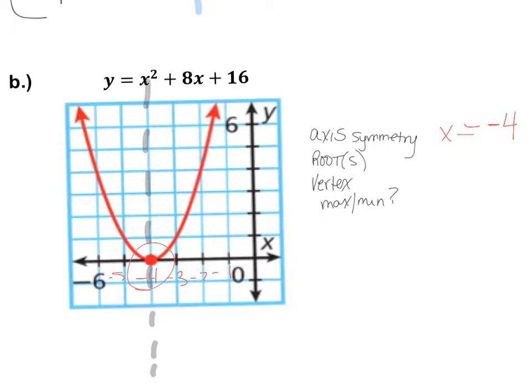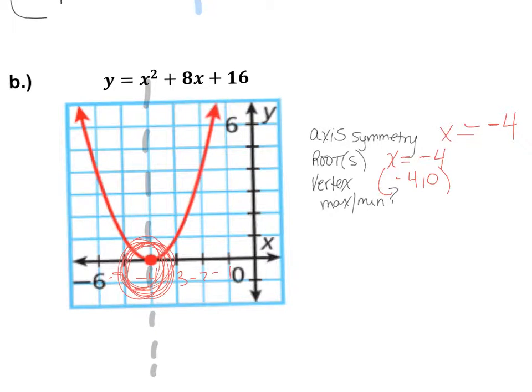The roots are where I cross the x-axis. What are the roots? Or roots, plural? Where do I cross the x-axis? At negative 4. So the root says that x is equal to negative 4. It's coincidental that the vertex, which is located at negative 4 comma 0, is also the root. That means there's only one solution.